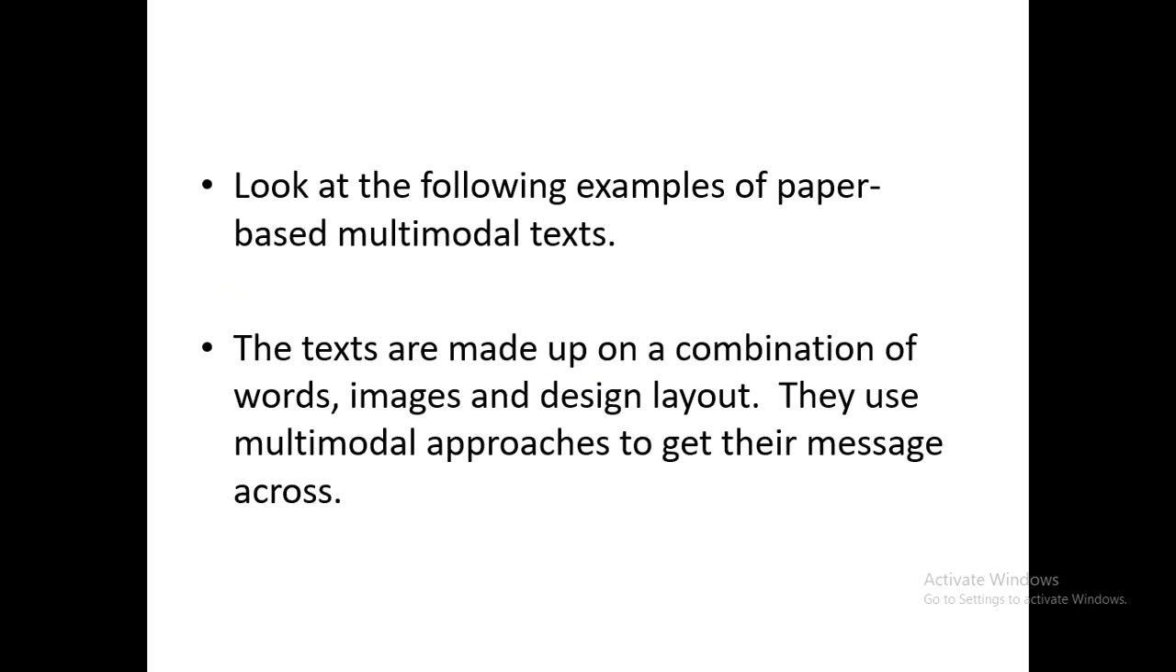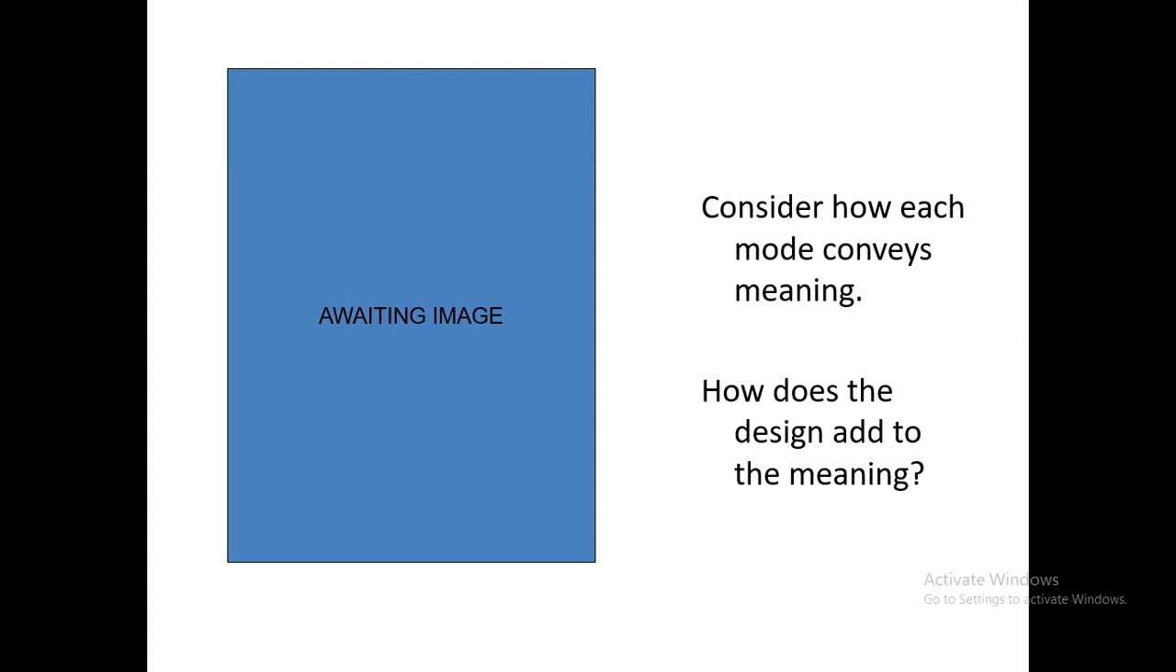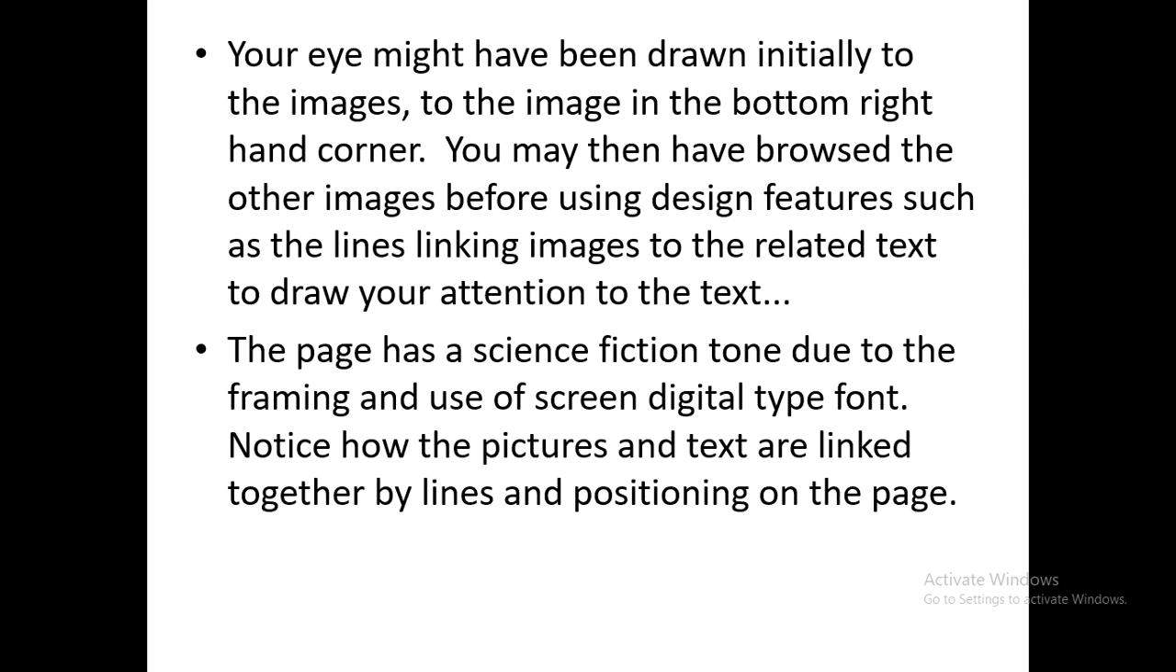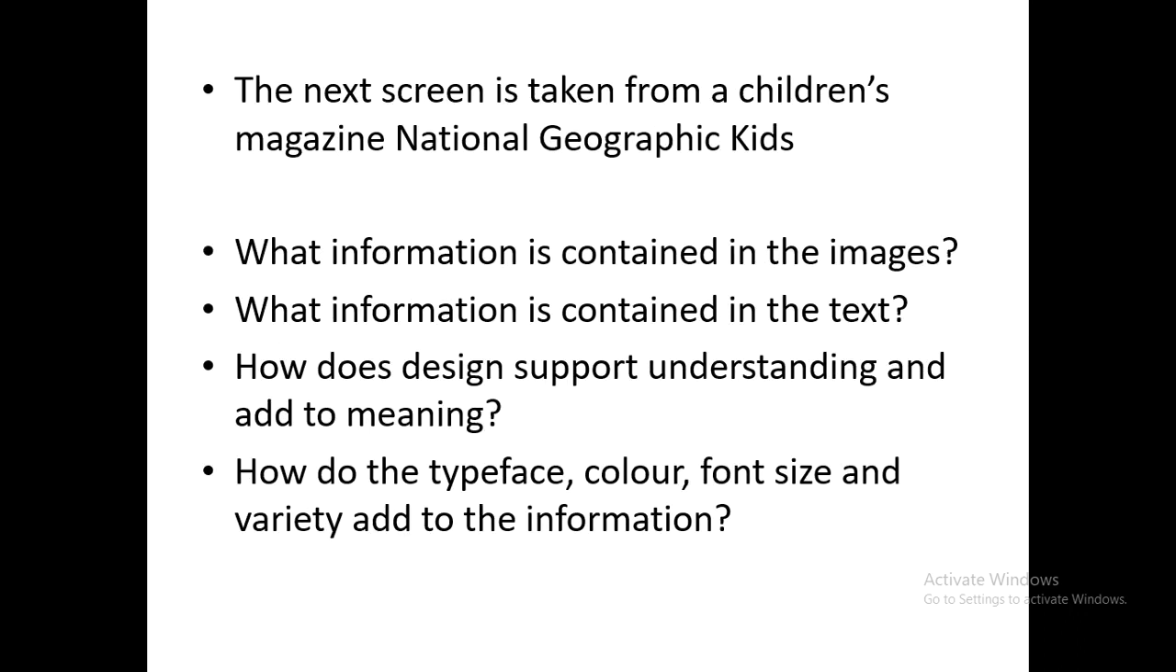Basically, when we talk about multimodal text, you can analyze the variations of the text, not only analyzing the text itself, but also the mode and the media in which the text is written. Consider how each mode conveys meaning. How does this design add to the meaning? Now, this one. Your eye may have been drawn initially to the images. Okay. There are also examples here from National Geographic Kids. What information is contained in the images? It is the question you ask when you want to analyze a multimodal text.